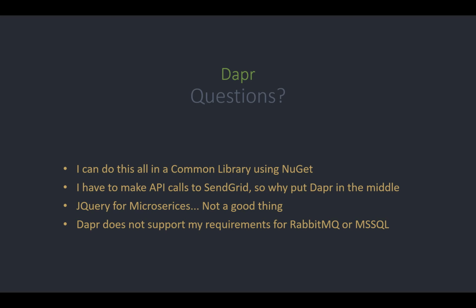So it turns out that Dapr starts feeling like the jQuery for microservices, or jQuery for distributed services, and that's not a good thing. Well, I think that's wrong on 2 points.